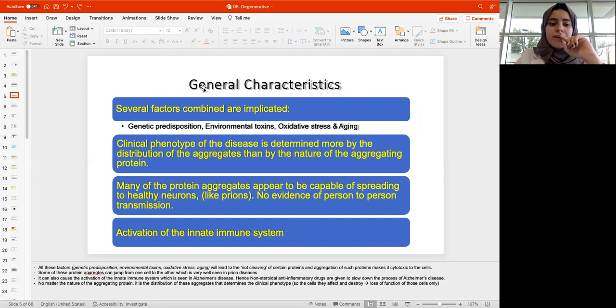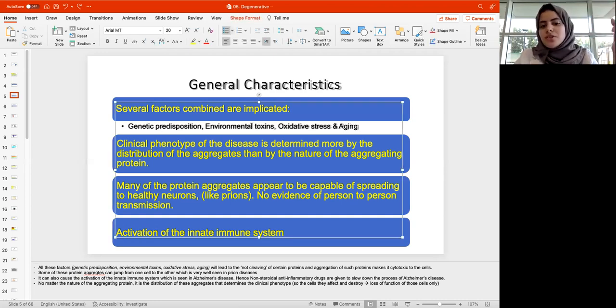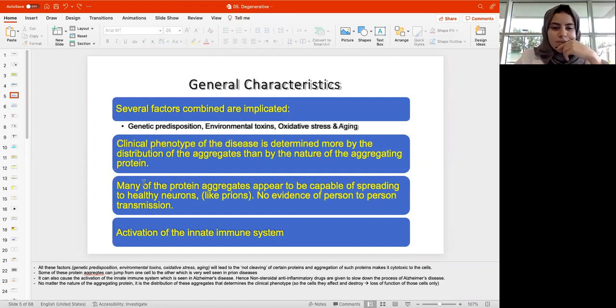Okay, here we have more general characteristics. So the factors that cause it, most of them is because we don't know the exact cause. They're all like genetic predisposition, environmental toxins, any of these things, these sort of vague factors that contribute to many different diseases. So just remember that they can also lead to neurodegenerative disorders. And as I mentioned, the clinical phenotype or the clinical features of the disease depend on the neurons affected. That's why you have dementia with AD, but you don't have any movement disorders with AD, because the neurons affected aren't related to that.